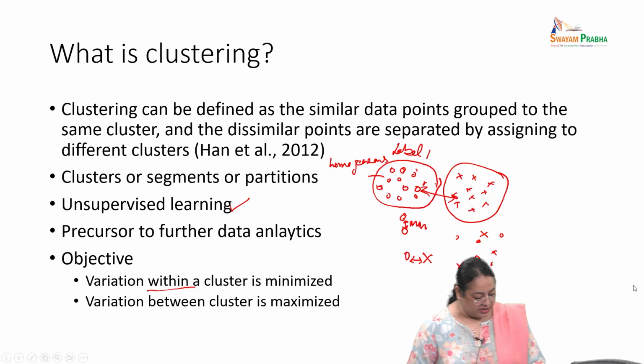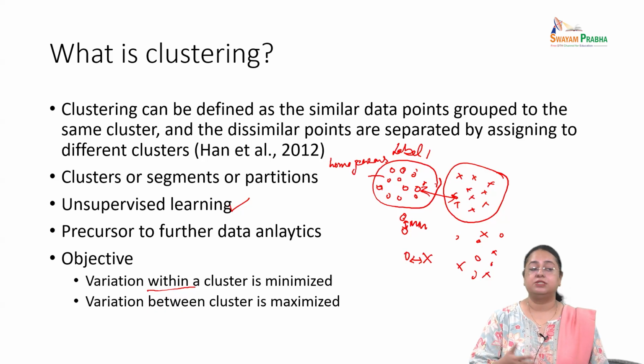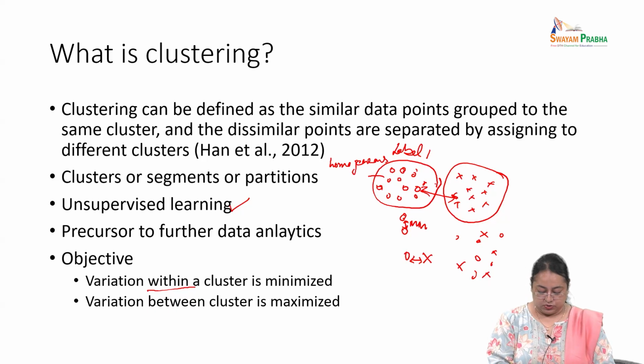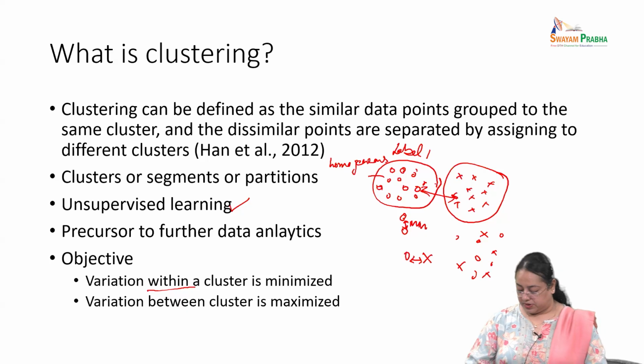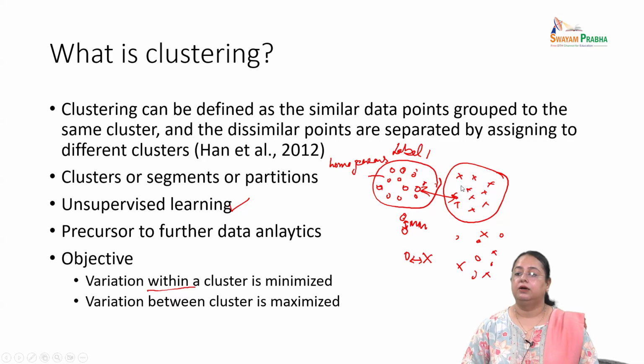What we mean by clustering is defined as similar data points grouped to the same cluster. Just now we discussed inventory problems, right? All fast moving goods can be clubbed. And the dissimilar points are separated by assigning them to different clusters. Like here, an example is given. Within groups, they exhibit similar attributes, but between groups, they are dissimilar. Okay. Now, what is the concept here?